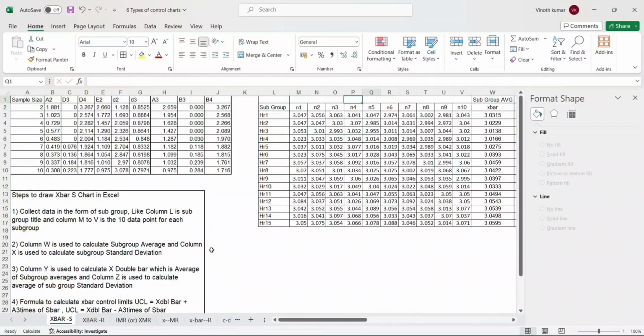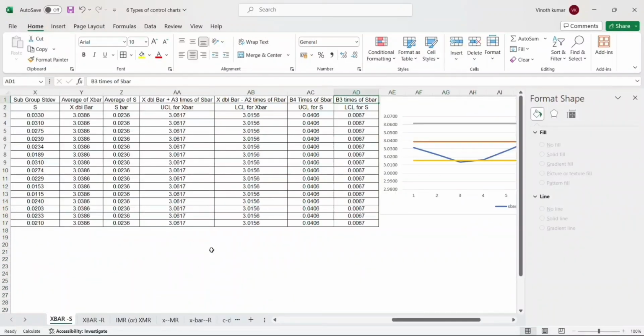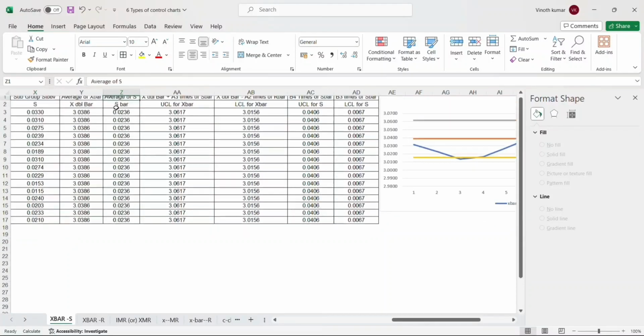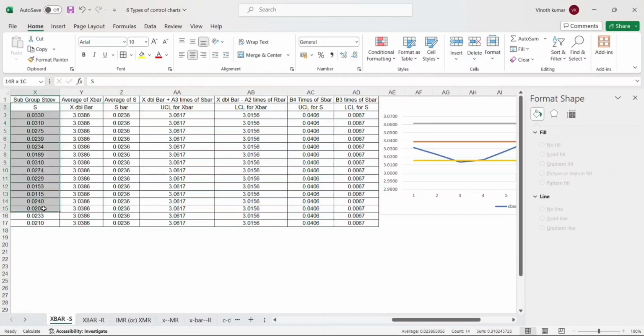Now let me draw my S chart, which is my standard deviation chart. For that, my individual standard deviation values are here. I hold the control key. My individual standard deviation values are here. My S bar, which is the central line for my S chart, is here. My upper control limit and lower control limit for my S chart.